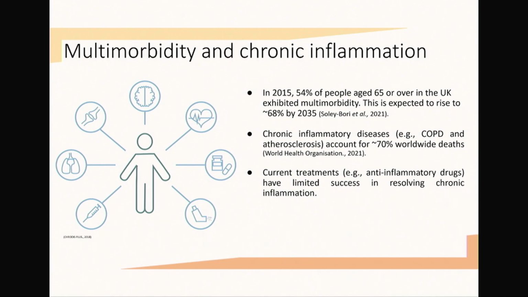One of the biggest, most prevalent forms of multimorbidity are those which involve chronic inflammatory diseases, and that's what my research is focusing on. Chronic inflammatory diseases, such as COPD and atherosclerosis, account for around 70% of all deaths worldwide. And despite this massive prevalence, current treatments for these disorders, like anti-inflammatory drugs, have had very limited success in resolving chronic inflammation. So that shows a massive need for new treatments which can treat these diseases. And one strategy to do this is by targeting neutrophils.